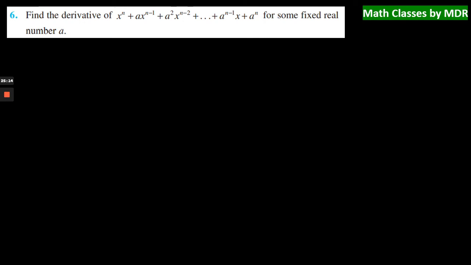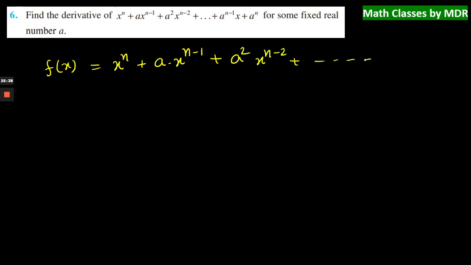Now let's see this sixth one. Find the derivative of x to the power n plus a x to the power n minus 1 plus a square x to the power n minus 2 and so on, for some fixed real number a. This one is very easy, right? If we take it as f of x, what is f of x? x to the power n plus a into x to the power n minus 1 plus a square into x to the power n minus 2 and so on, a to the power n minus 1 into x plus a to the power n.